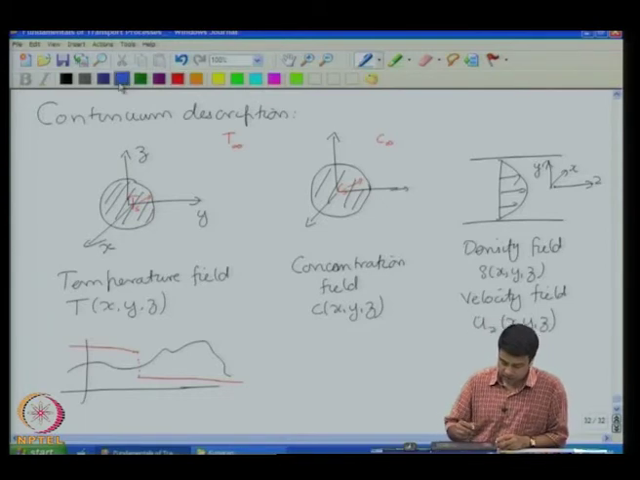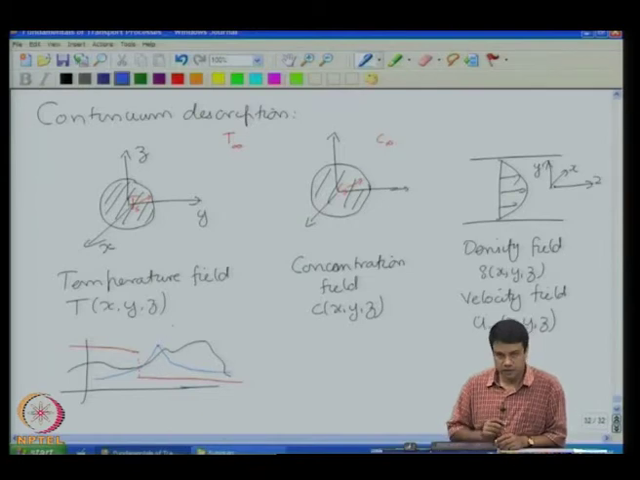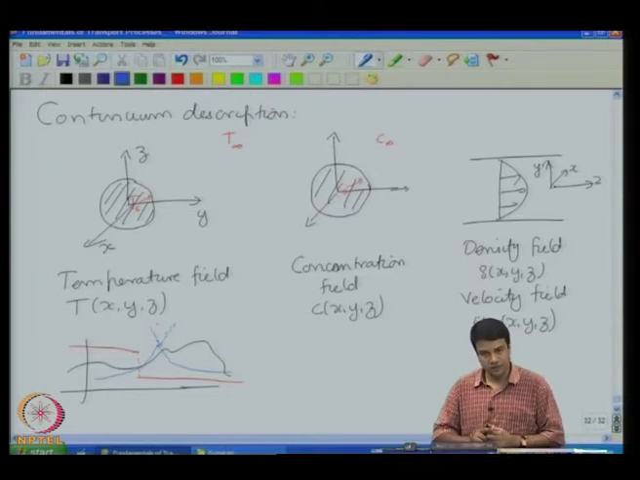A function could be continuous, but its derivative could have two values. For example, in the case of the blue curve, as I approach this point from the left, I get one particular slope. As I approach it from the right, I get a different slope. So, the derivative is discontinuous at this point.